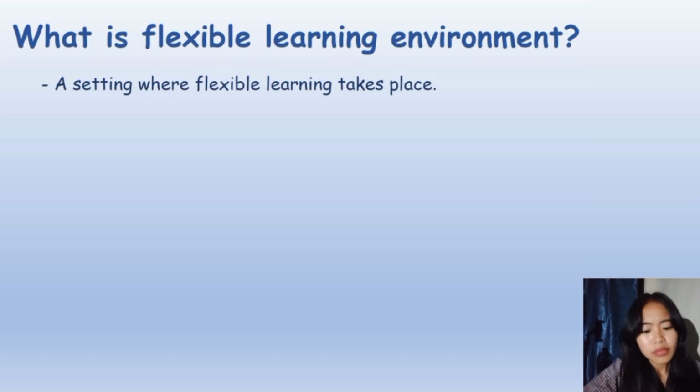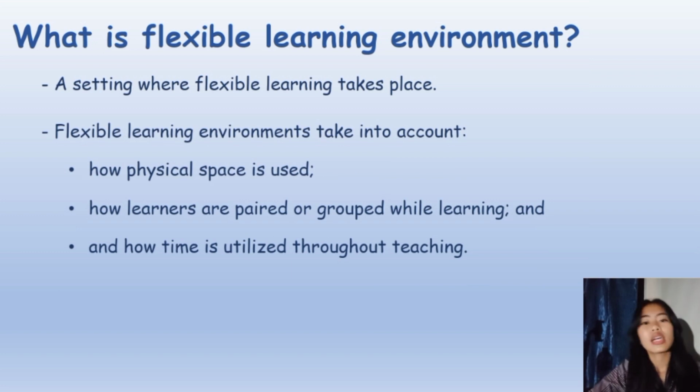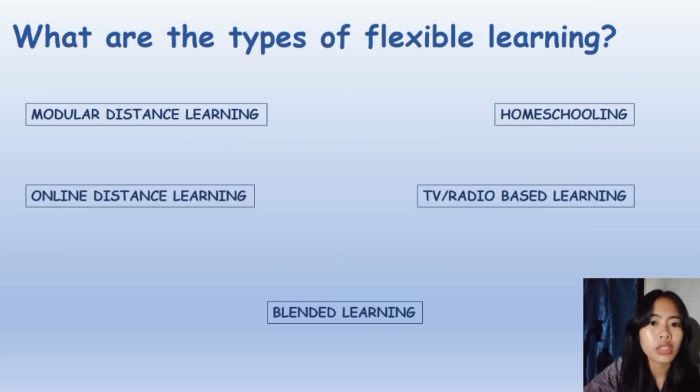As simple as that. Flexible learning takes into account how physical space is used, how learners are paired or grouped while learning, and how time is utilized through teaching. So these are the types of flexible learning. As I said earlier, we can have different modalities of flexible learning depending on what the student can possibly do, even if he or she is not in a physical classroom setting.